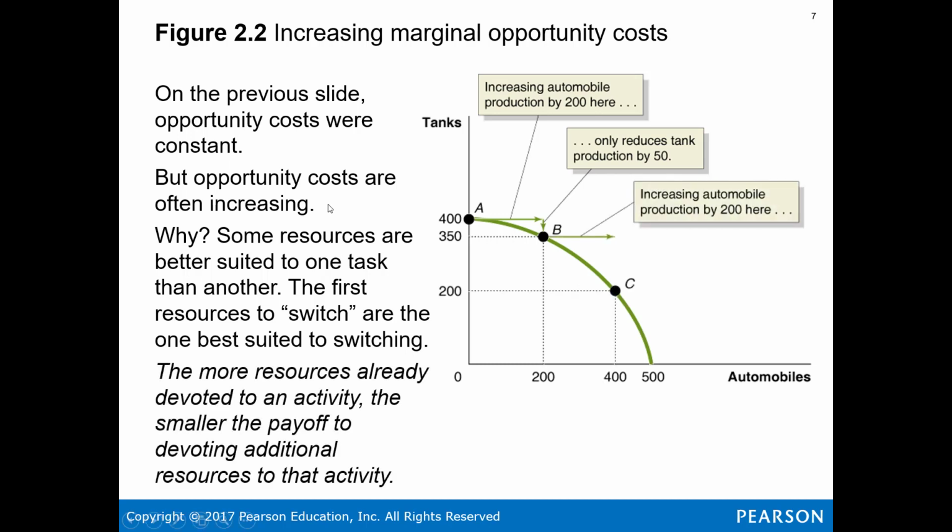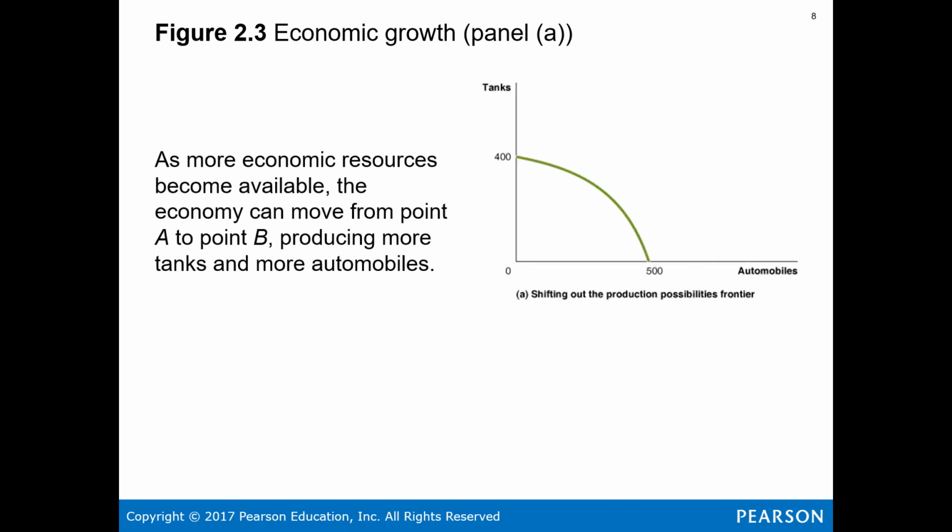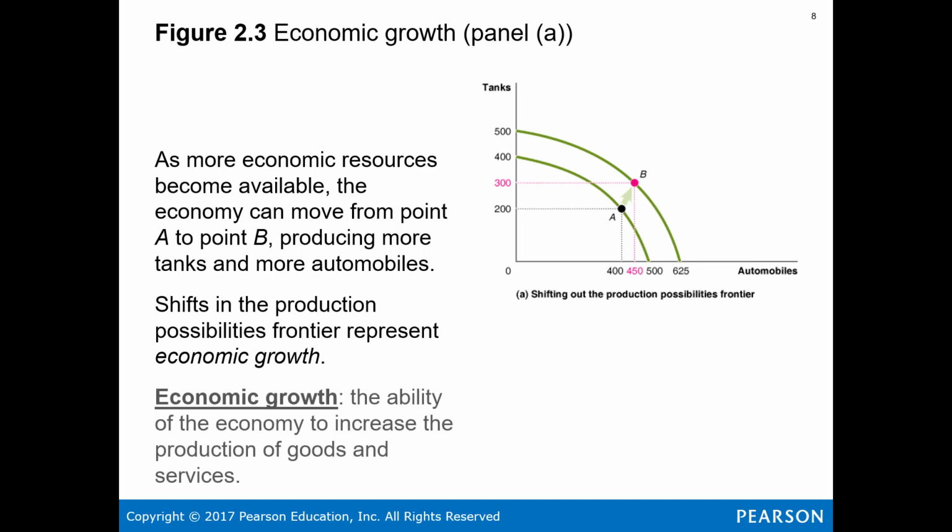Now on point C, we increase automobiles by another 200, but we have to reduce the tanks by 150. So again, they're not an even 1-for-1 swap. The more resources already devoted to an activity, the smaller the payoff. So there was a smaller payoff from moving from point B to point C. As more economic resources become available, an economy can move out from A to B.